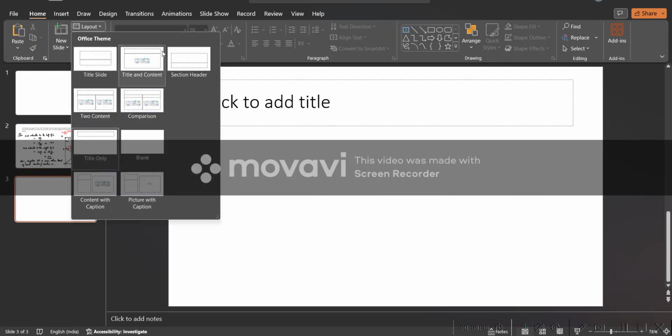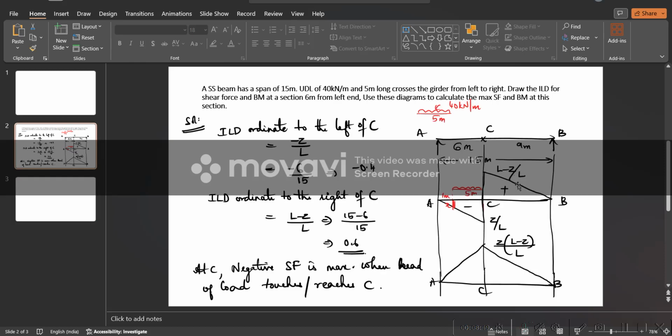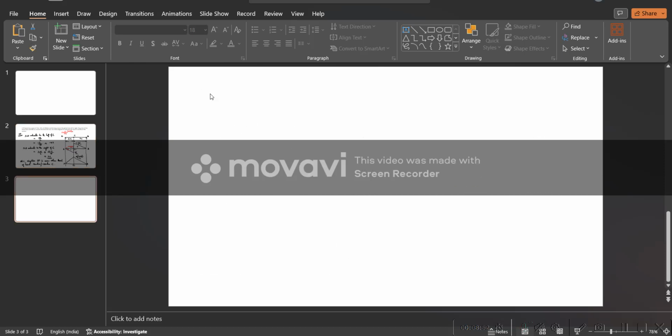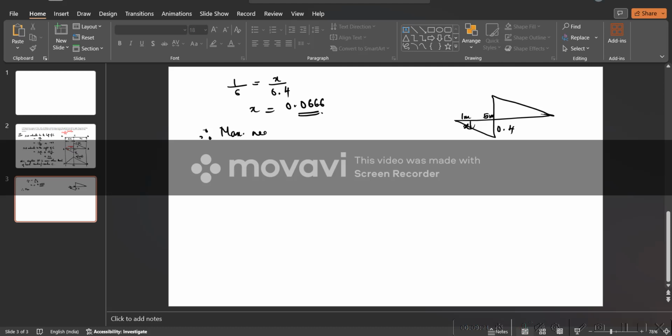Okay, I hope you have the figure in your mind. So I'll just draw the ordinates along here. This was how we had written. We have 0.4 here, and we have to find x here. This is 1 meter and this is 5 meters. This was how it was. So from similar triangles, 1 by 6 should be equal to x divided by 0.4, which gives x equal to 0.0666.